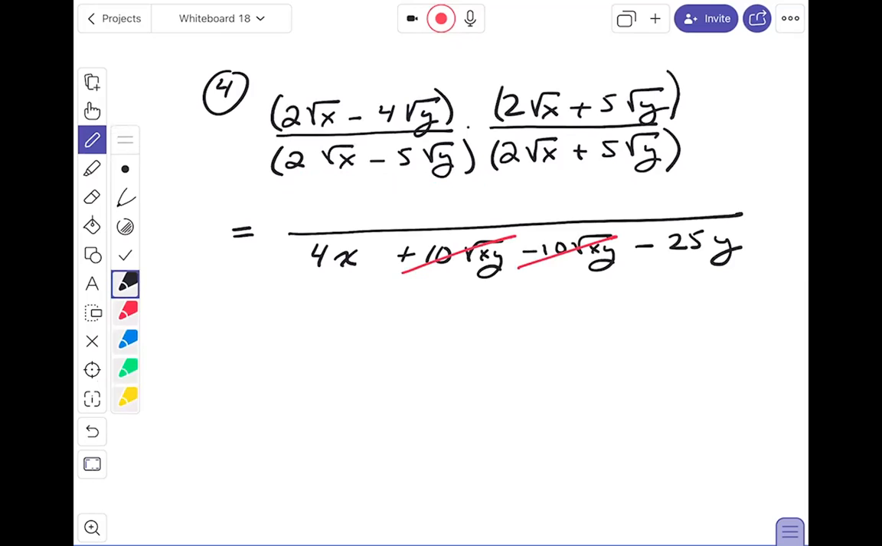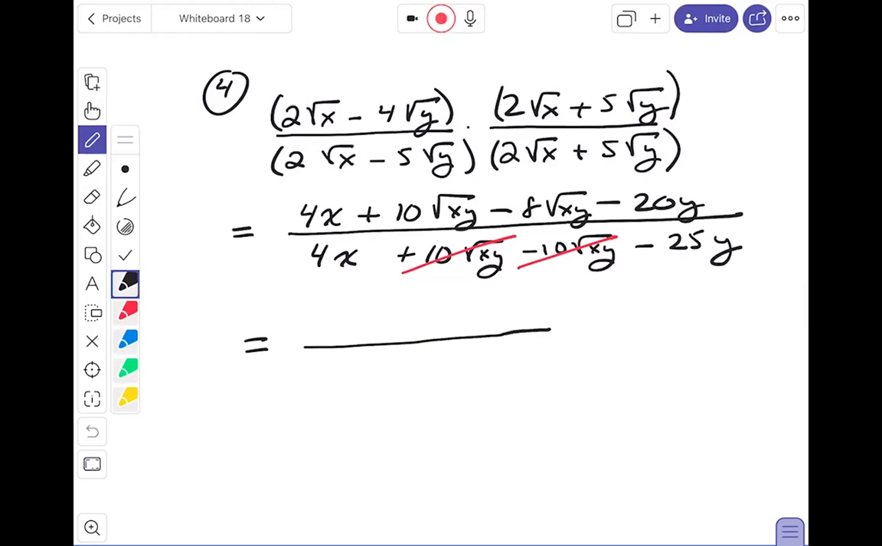And let's go through it. 2 times 2 is 4. Root x times root x is x. Plus 10 root xy, minus 8 root xy, minus 20y. Again, we have an answer key. Mistakes happen, but we want to see if we can write this down. What's on the bottom? 4x minus 25y. The bottom's done. Let's look at the top.